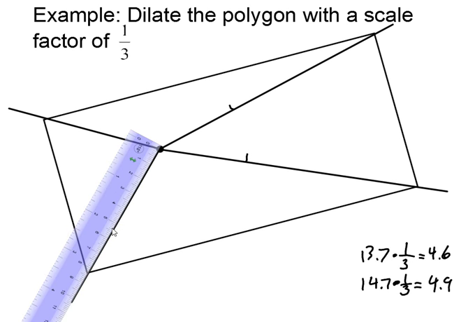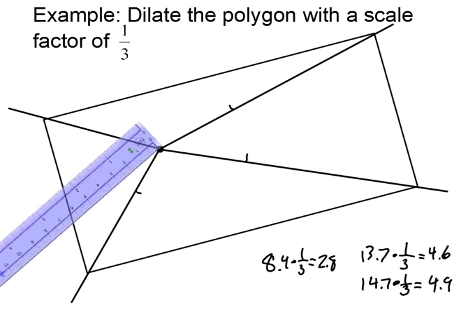From the center of dilation to this corner, I get 8.4. So 8.4 times 1/3 is 2.8. So let's put a marking at 2.8. There's 2. 0.8 is about right there.